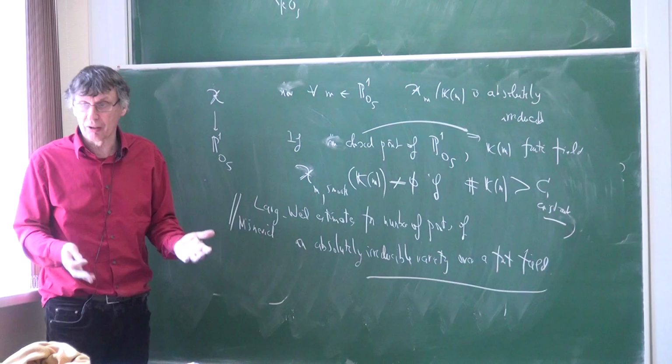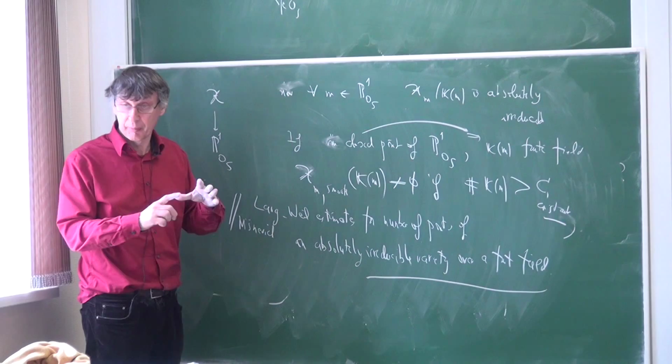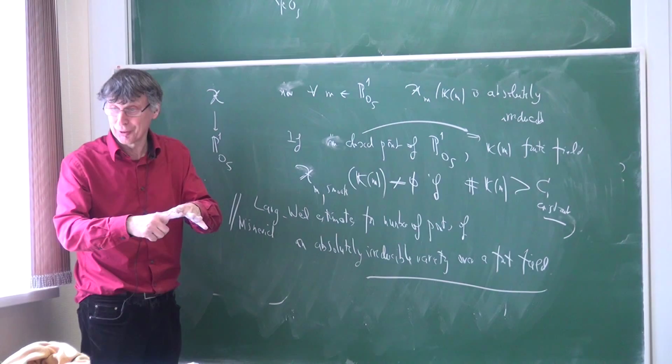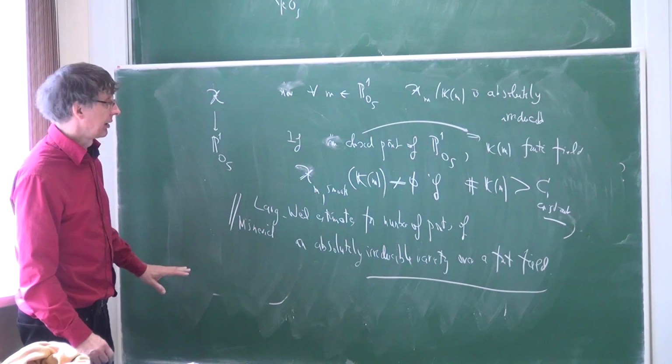Okay. But of course, you want absolutely irreducible, because it's completely false otherwise. I mean, if you take three conjugate lines with three conjugate points over a finite field, you can get this without even one rational point. So that's not absolutely irreducible. Okay, so that is the Lang-Weil estimate.